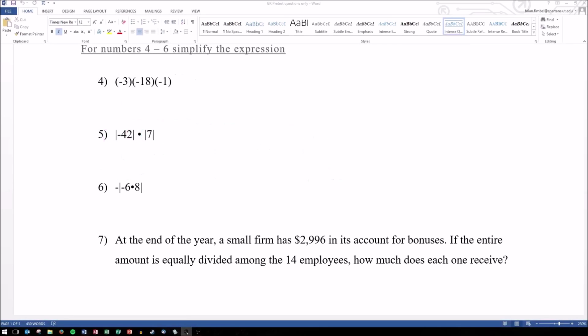While I'm erasing this, let's move on to the next one. Number 6. Okay, this one's a little bit different right away. I'm going to be quiet for a second and let you look at it and see if you see the big difference and how you think that's going to affect our answer.